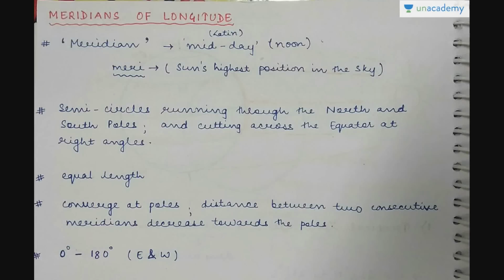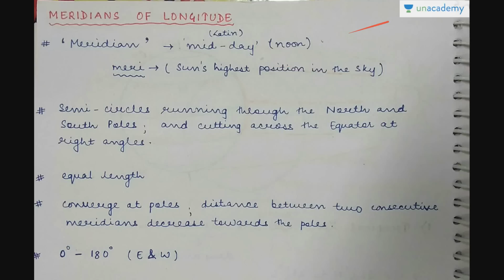Then what are meridians of longitude? So literally the word meridian is like meri and dian. Meri is the time when the sun is at the highest position in the sky, that is the noon time, and dian is day. So basically meridian literally means that time of the day when the sun is at the highest position in the sky, or the noon time.